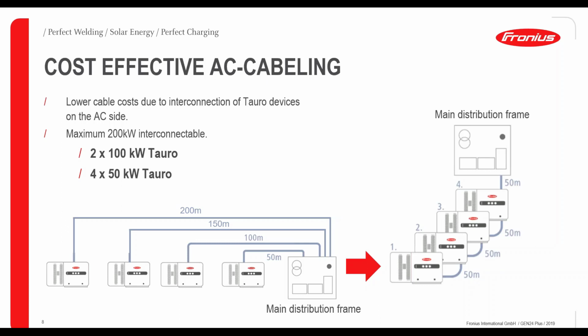What it leads to is, of course, a very low cable cost. There is a limit, of course. It's a maximum of 200 kilowatt which we can interconnect to each other. This can be done with 200 kilowatt or 450 kilowatt devices. It's an option that we can pre-order. It's just a separate V-clamp option inside the Tauro, where we can then go from one input from the previous inverter to the next one and so on. So that's a very cost-effective AC cabling.